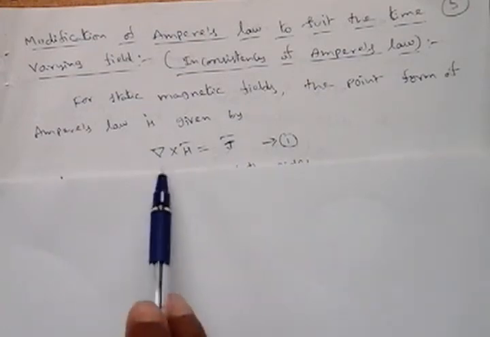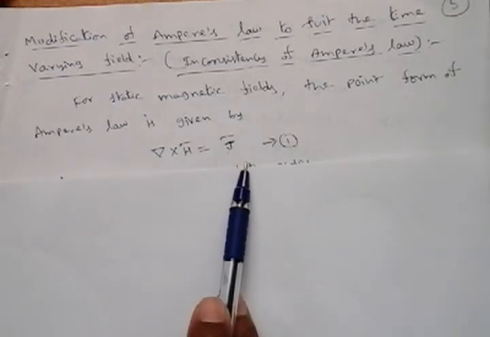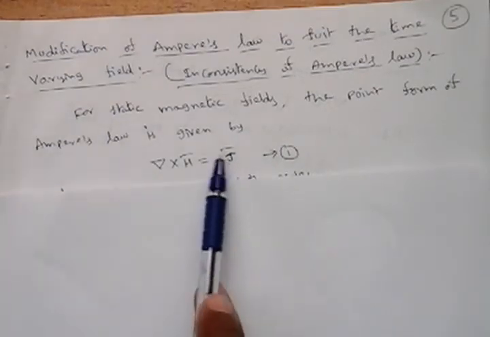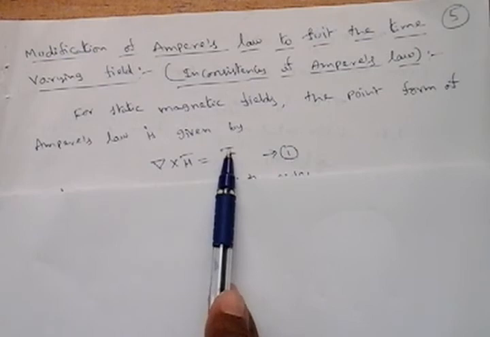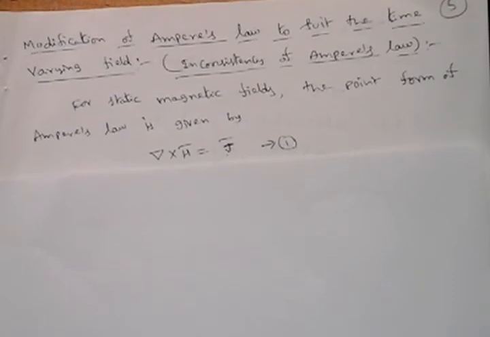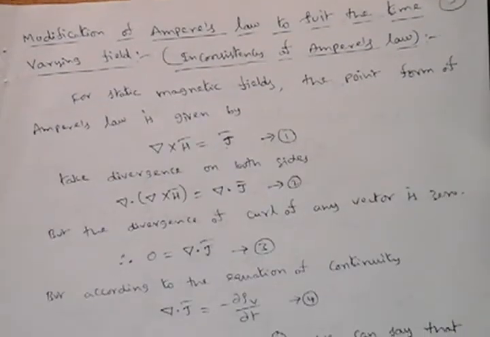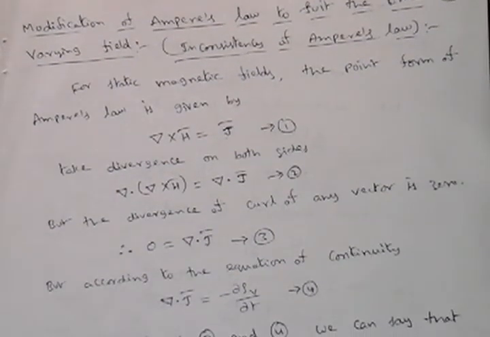Now let's see how this equation is modified. First we need to prove that this equation is inconsistent for time varying fields, and later we need to modify it to suit time varying fields. So here, how do we prove the inconsistency?